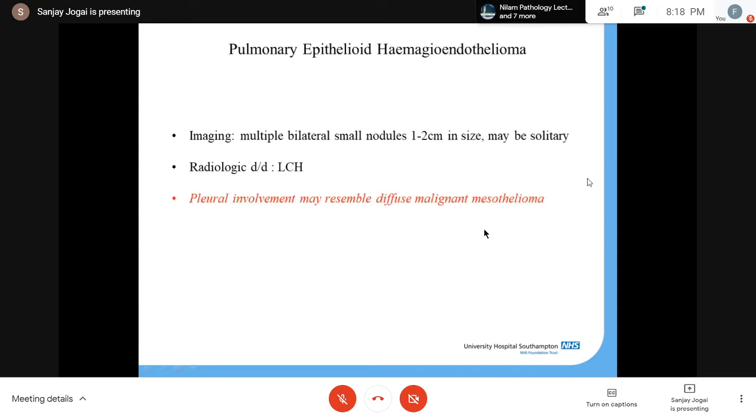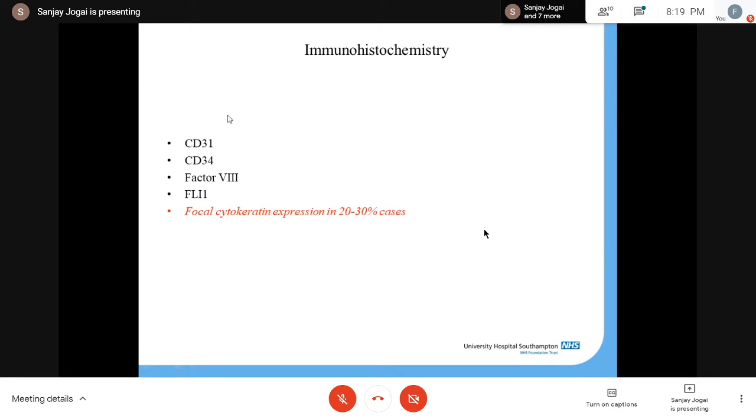Now, the reason I put this case was, you can see a pulmonary epithelioid hemangioendothelioma as well. Now, the way they show it on the pleura, it looks as if it could be malignant mesothelioma, because the proliferation can be on the surface. Immunohistochemistry is key. So we do all vascular markers: CD31, CD34, factor VIII, FLI1. Now we also have ERG, which can be used. Focal cytokeratin expression can be seen in 20 to 30% of cases. So that is very important to remember.